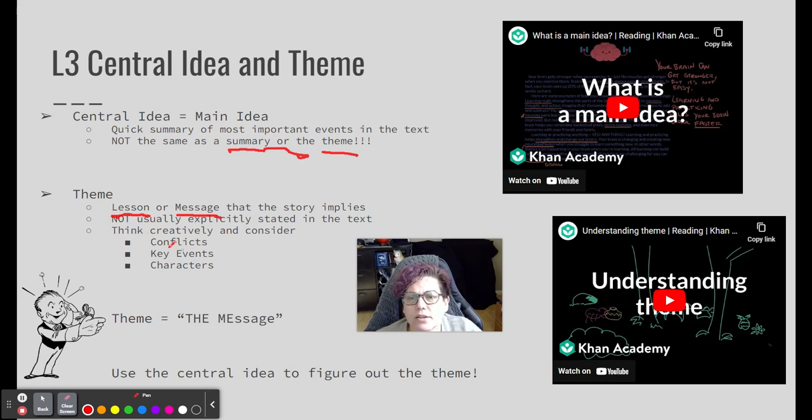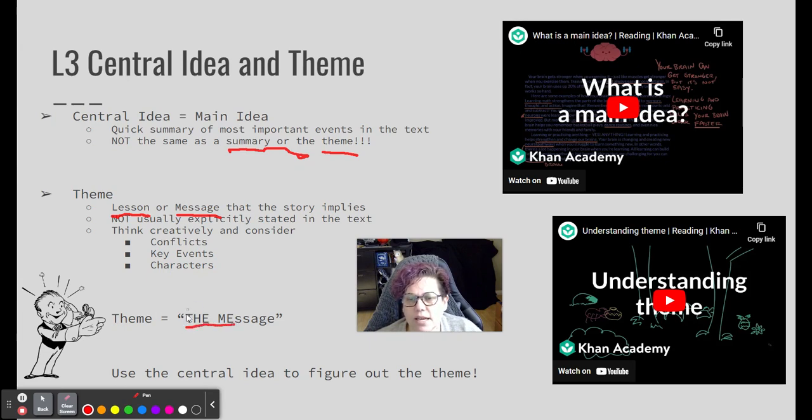So think creatively and consider the conflicts that are happening, the key events that are happening, and the characters. What are the characters doing and saying? What kind of growth maybe they had? How did they change? So think about those things when you're trying to figure out the theme.